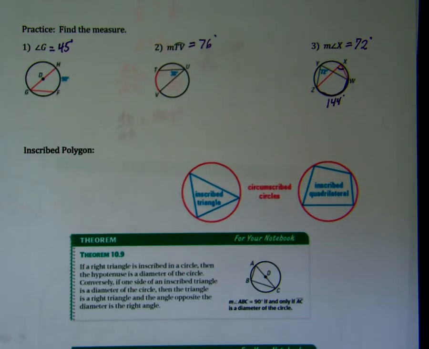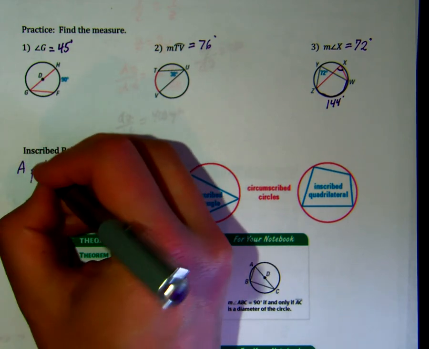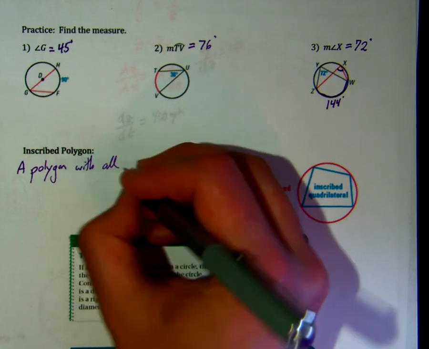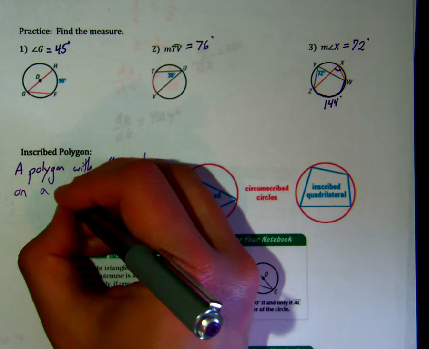Okay, so inscribed polygons. An inscribed polygon is just a polygon with all its vertices on a circle.